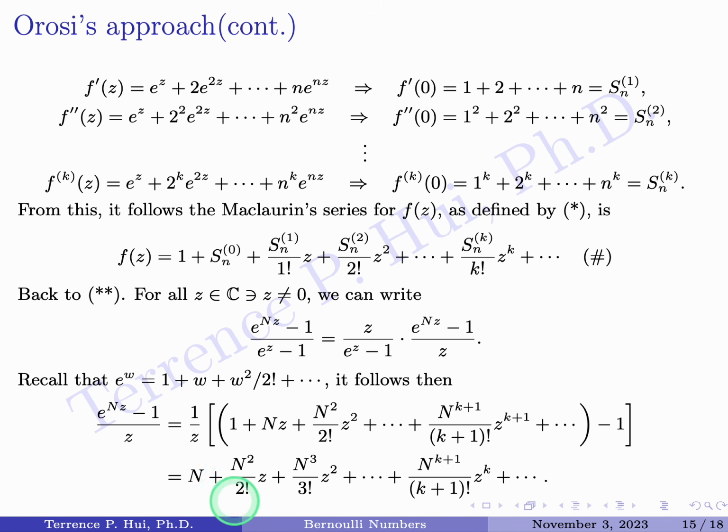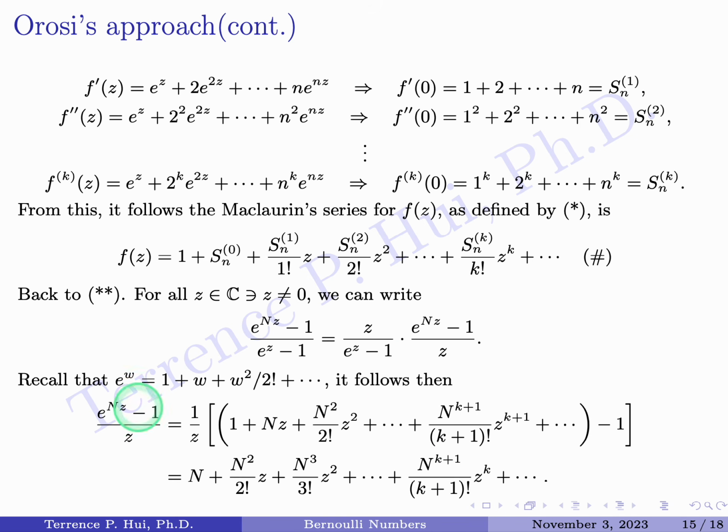You notice the exponent of n is 2, the exponent of z is 1. The exponent of n is 3, the exponent of z is 2. So this is always 1 trailing. In general, it's going to be capital N to the k plus 1 over k plus 1 factorial times z to the k. So the exponent of z is always 1 behind the exponent of n, like that. And this is an infinite series.